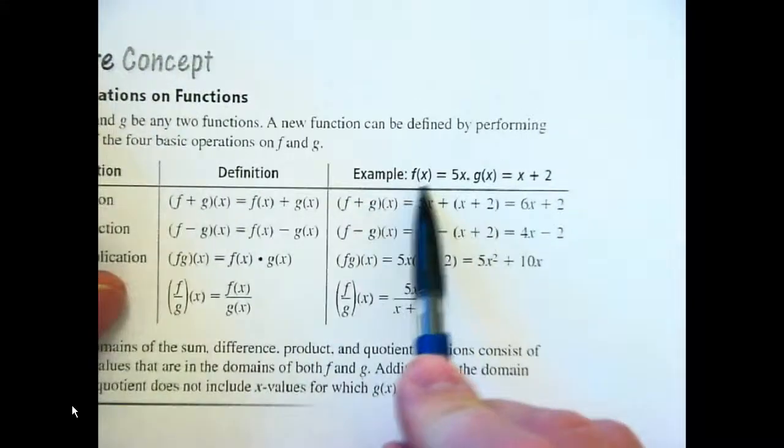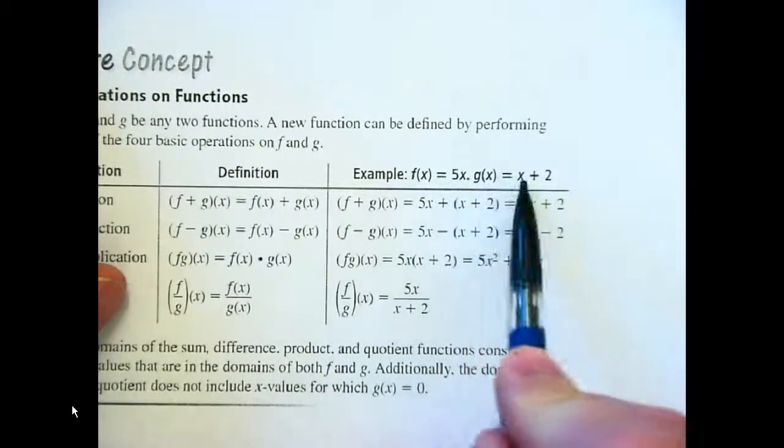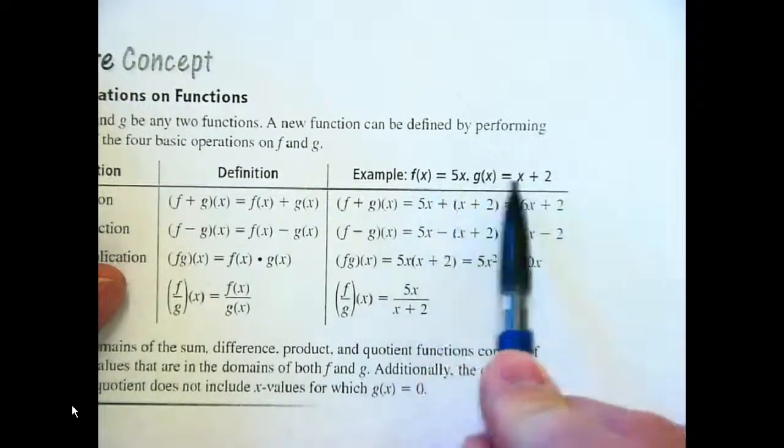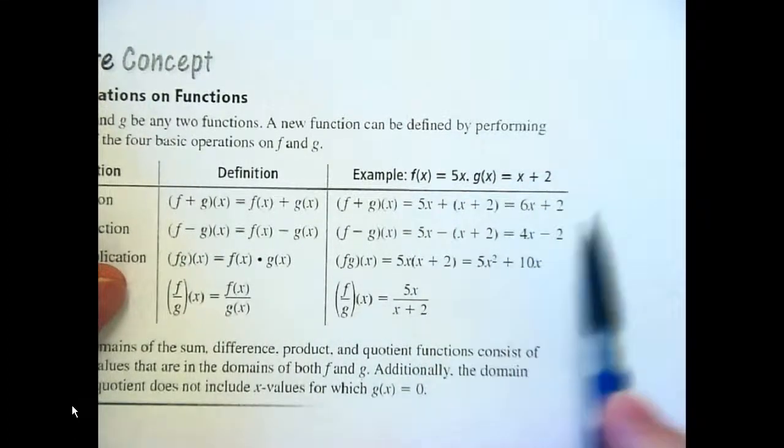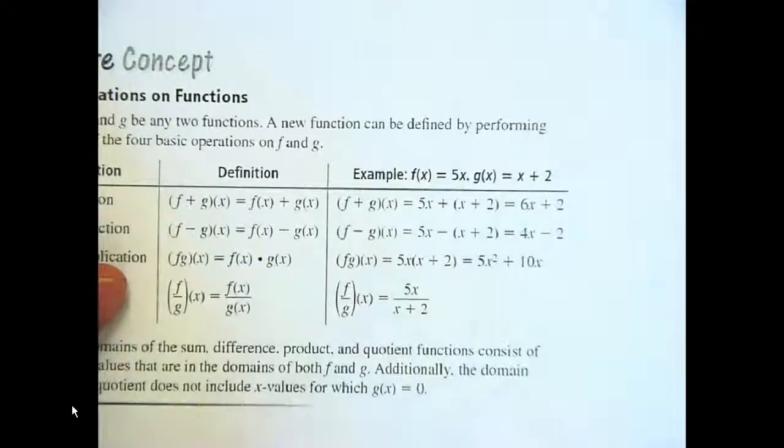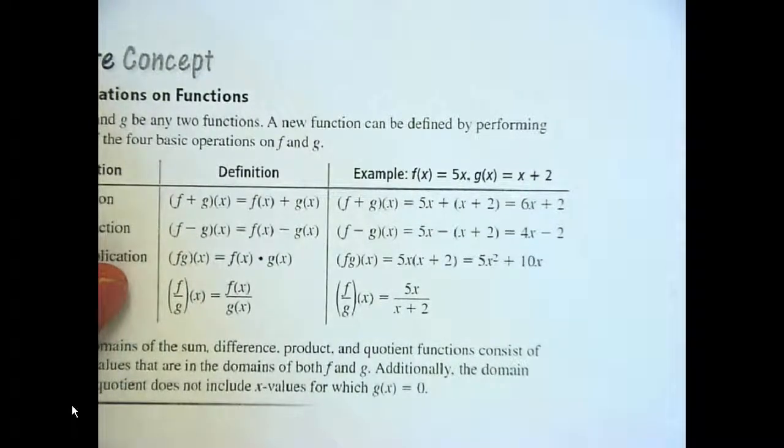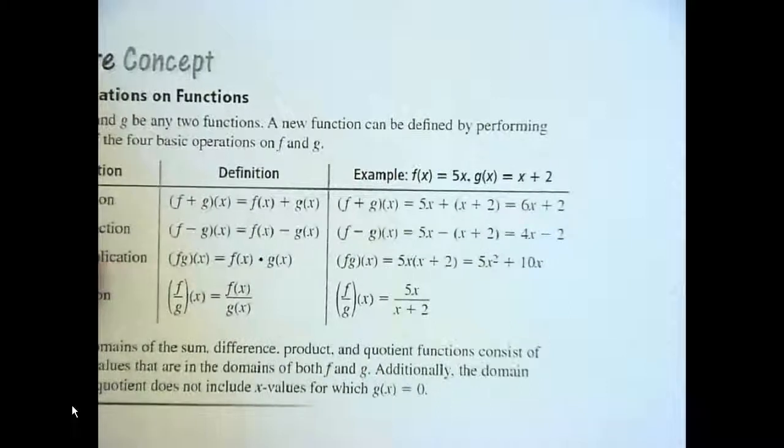So if you had the function f of x equals 5x and g of x equals x plus 2, you say 5x plus x is 6x plus 2. That's all you're doing. You're just adding the two functions up. You're combining like terms. Okay?